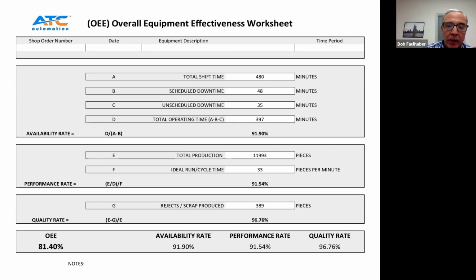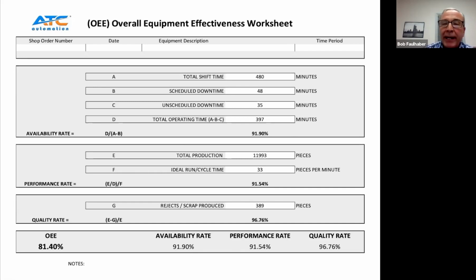And then the final number is a pretty straightforward number. This is the number of rejects or scraps that we produced. Out of those 11,993 pieces, we scrapped 389 of them. So the calculation is, we take E, the 11,993, minus the 389 pieces that we scrapped, and then we divide it by the total production, and that will give us our quality rate, which is 96.76%.